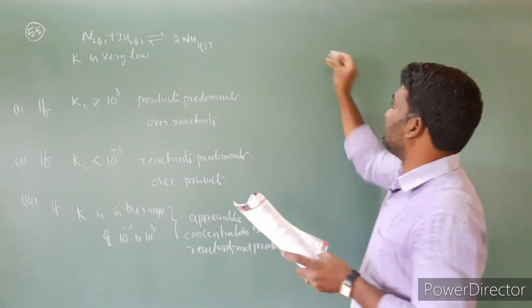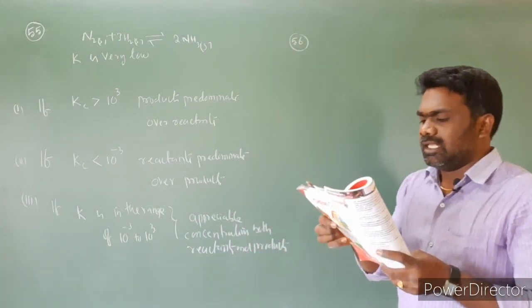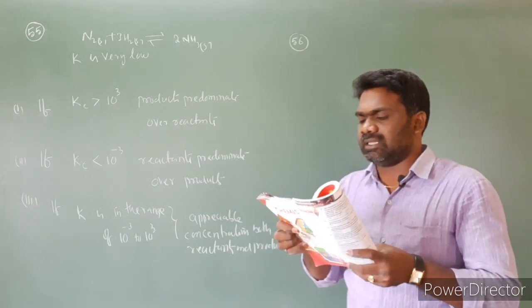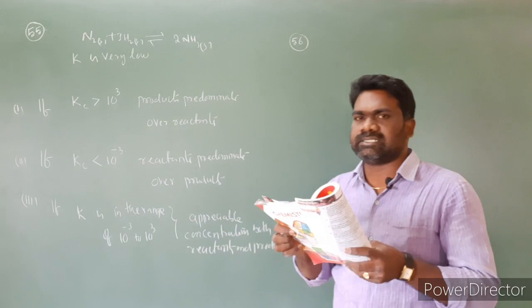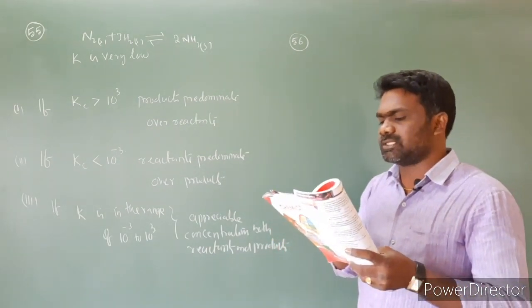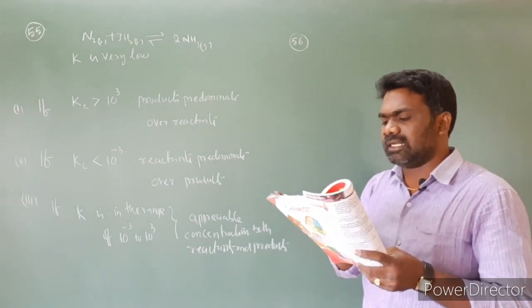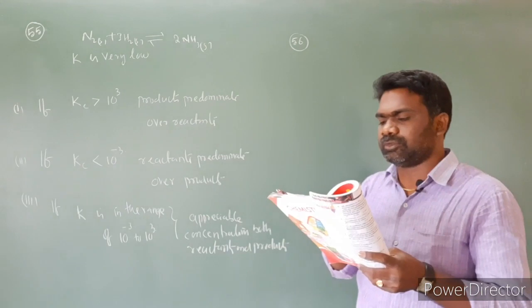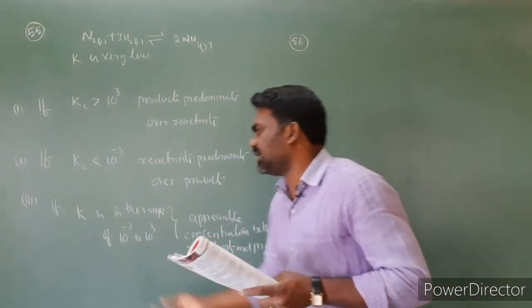Next, question number 56. Look at question number 56. In which of the following reactions will the equilibrium mixture contain an appreciable concentration of both reactants and products? So Kc must be between 10 power minus 3 to 10 power 3.